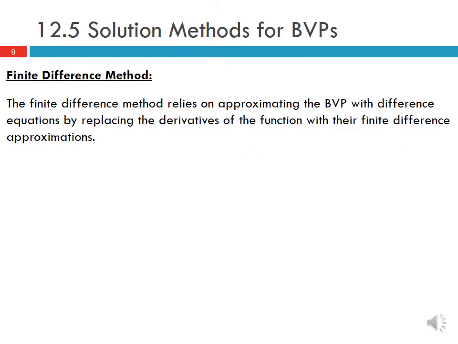The finite difference method relies on approximating the boundary value problem with difference equations, by replacing the derivatives of the function with their finite difference approximations. Basically, these are the approximations that we talked about in chapter 10. The finite difference method is the only one that we will study in detail in this course. The other two methods, as well as any other BVP methods, are not covered in detail in this course.